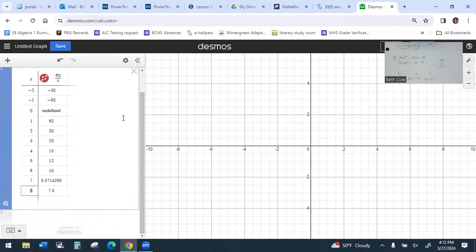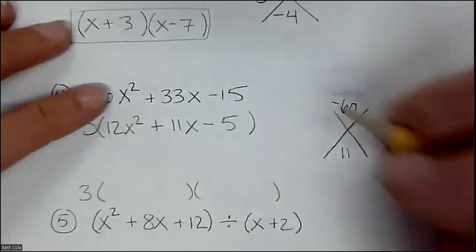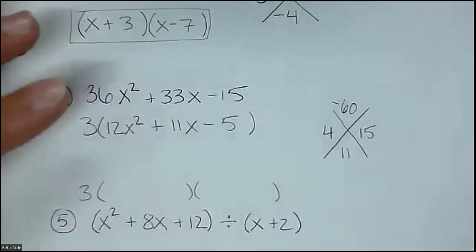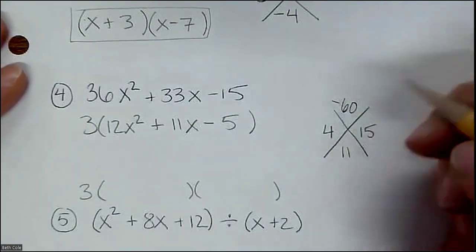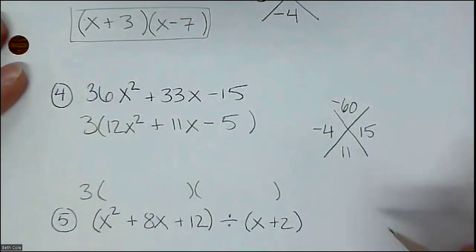So let me see if I can find those in there. I maybe did not go far enough. Oh, no, I did. There we are. 4 and 15. I see it in there. So 4 and 15 will subtract to give me 11. And then I'm going to decide what's negative. So 15 minus 4 will give you 11.